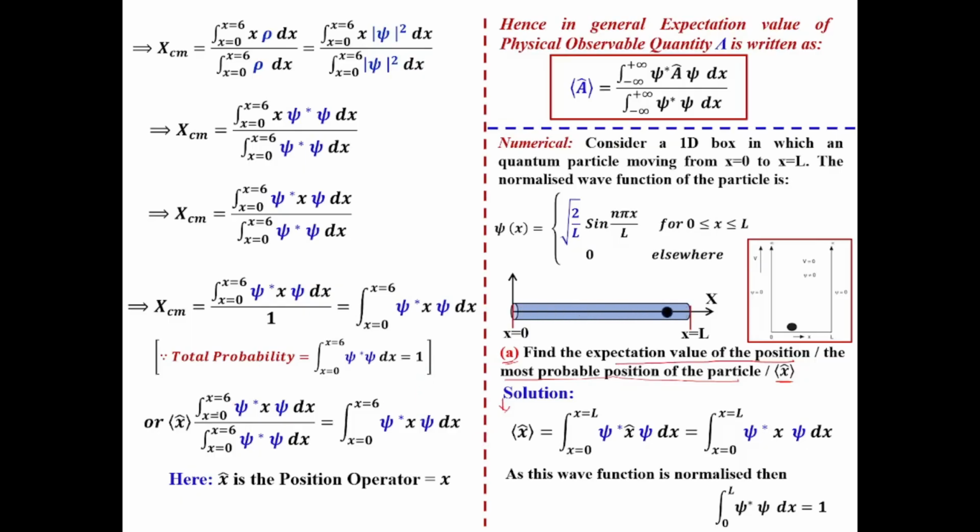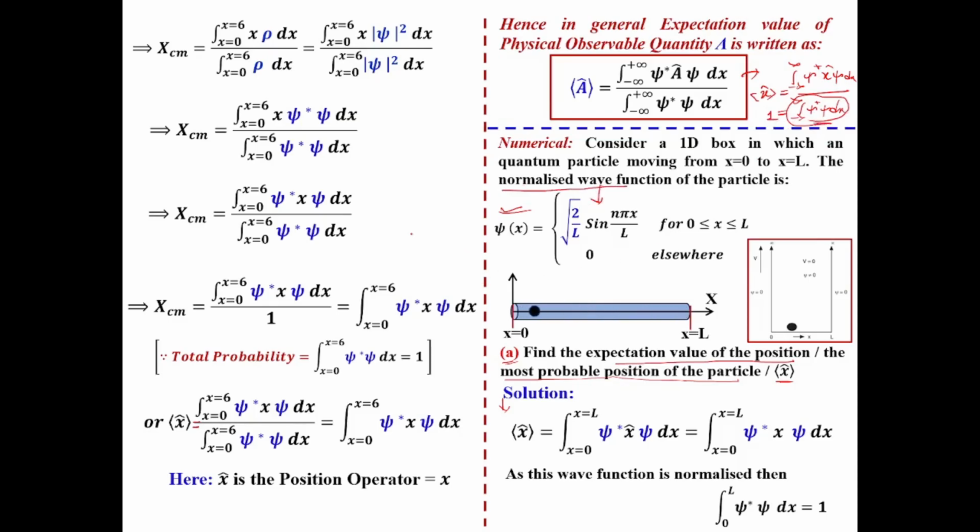In general, the expectation value of the position will be written as what for this quantum dynamics? It will be written in this format. Here I am going to write: x cap expectation value will be written as integral from minus infinity to plus infinity psi star x cap psi dx, whole divided by integral from minus infinity to plus infinity psi star psi dx. We know this denominator value is equal to 1 for a normalized wave function. In the question it has been given that this wave function is normalized, so the denominator will be 1.